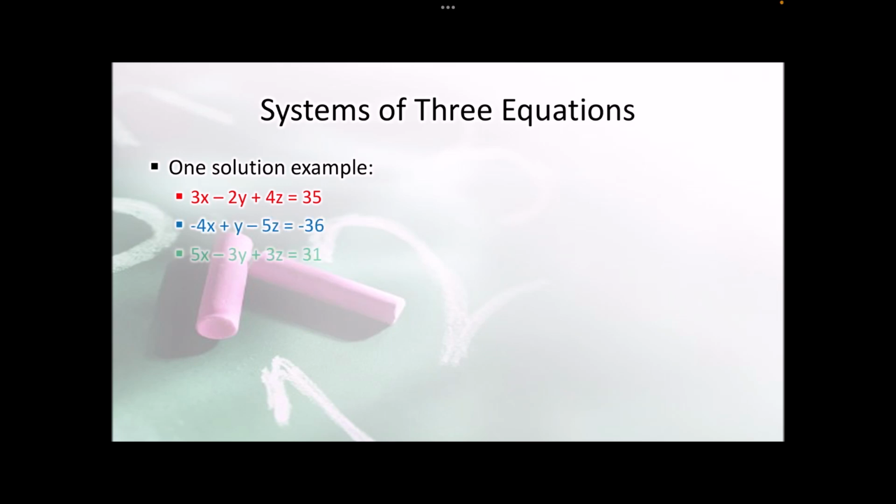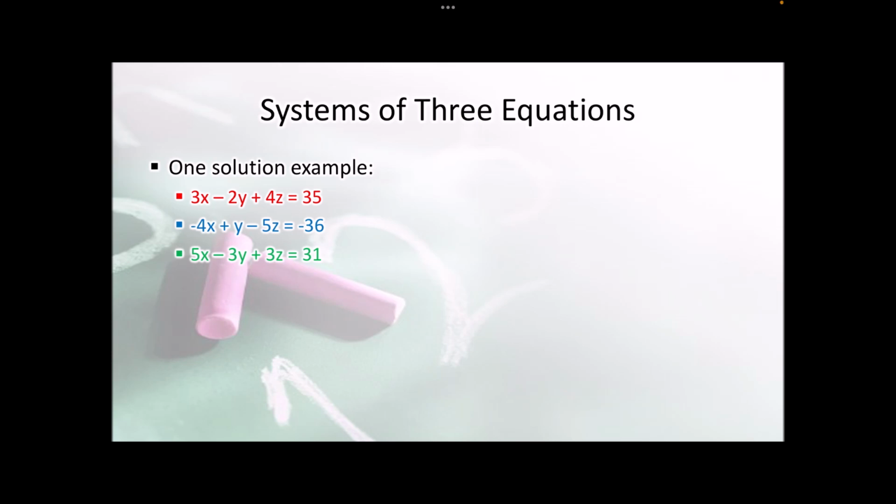Let's say I have 3x minus 2y plus 4z equal to 35, a second equation of negative 4x plus y minus 5z equal to negative 36, and a third equation of 5x minus 3y plus 3z equal to 31. The basic idea is I want to eliminate one variable at a time until I have only one variable. I can then solve for that variable and then use substitution as we go through and work our way backwards to solve for the other two variables.